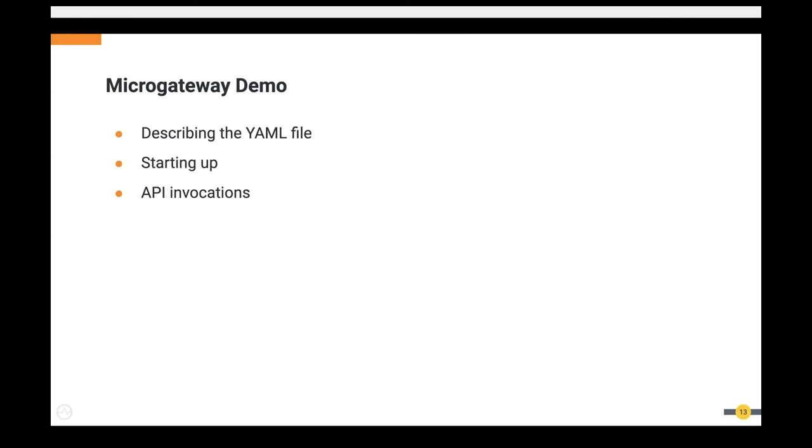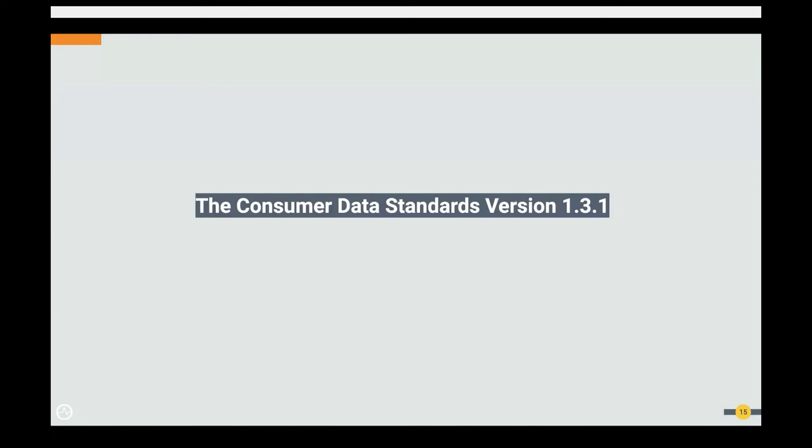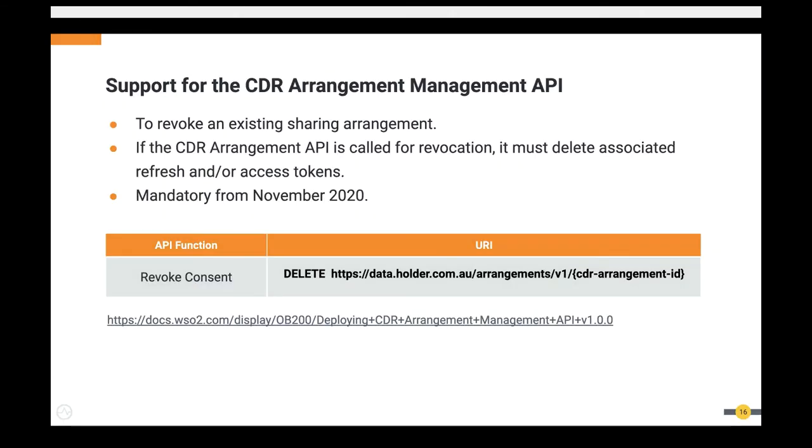Next, we are going to talk about the new features we have provided to align with the open banking standards in each specification. We will start with the Consumer Data Standards version 1.3.1, which is also known as CDS. There, first we will talk about the CDR arrangement management API, which is a newly introduced API in this open banking 2.0 release. This API is used to revoke an existing sharing arrangement which the user has already given consent to. When this API is called, it also deletes the associated refresh and access tokens. This feature is mandatory from November 2020. Here you can see a sample URI which is used to call the API.